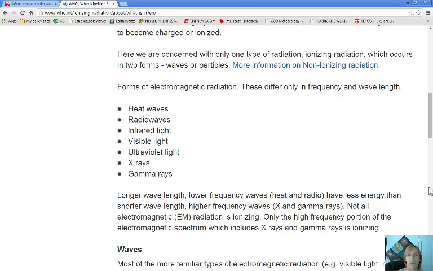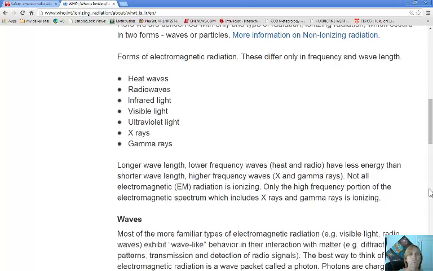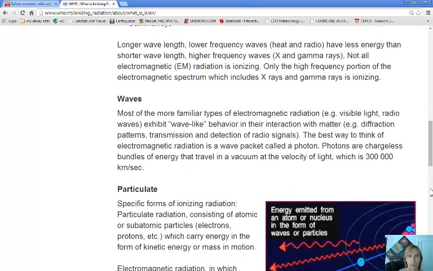Forms of electromagnetic radiation differ only in frequency and wavelength. Heat waves, radio waves, infrared light, visible light, ultraviolet light, X-rays, and gamma rays. Longer wavelengths, lower frequency waves, heat and radio, have less energy than shorter wavelengths, higher frequency waves, X and gamma rays. Not all electromagnetic (EM) radiation is ionizing. Only the high frequency portion of the electromagnetic spectrum, which includes X-rays and gamma rays, is ionizing.